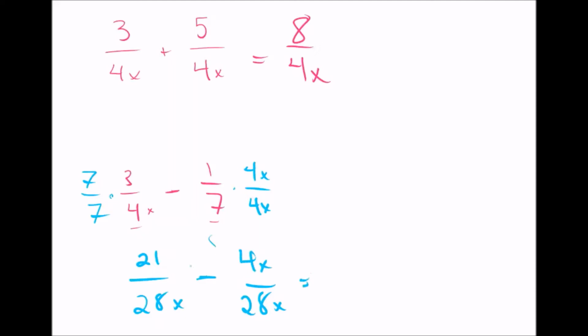Now we can subtract these two. So 21 minus 4x all over 28x. 21 minus 4x, we cannot combine those, different terms, over 28x.